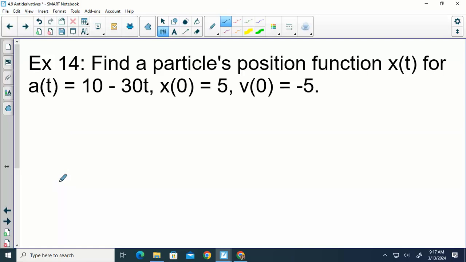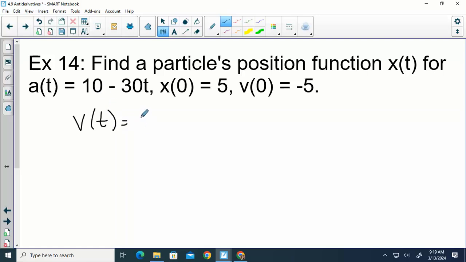If I asked you to find the particle's position function, x of t, when a of t is 10 minus 30t, x of 0 equals 5, and v of 0 equals negative 5. I'm going to give you a minute. I want you to try this. See how far you get. How do we get velocity? Acceleration is the second derivative. So if we work backwards, the antiderivative of this would be velocity.